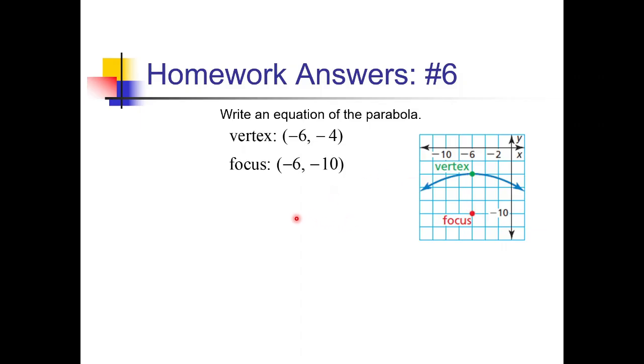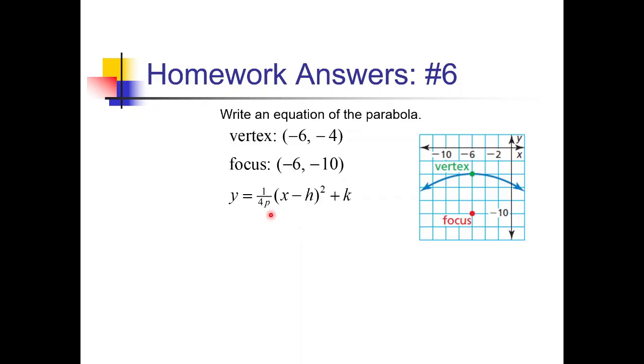Now, which type of equation am I using, x equals or y equals? Since I can clearly see this is an up-down parabola, I'm going to go with y equals 1 over 4p x minus h squared plus k. For the h and the k, the vertex, we've actually already got that. That's right here, negative 6 and negative 4. So we'll plug that in a little bit later. We still need to find this p-value, though.